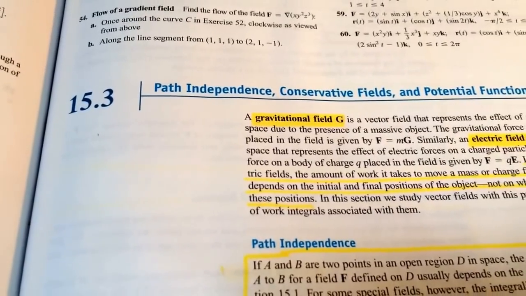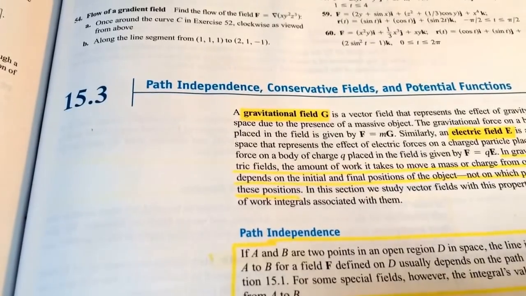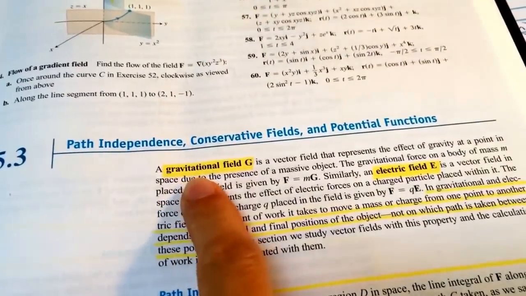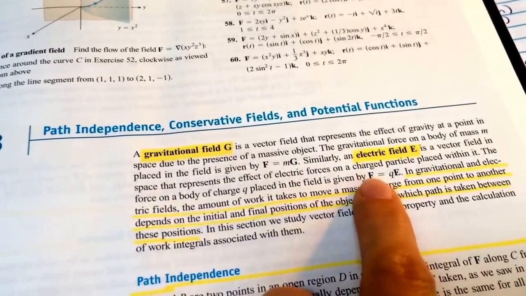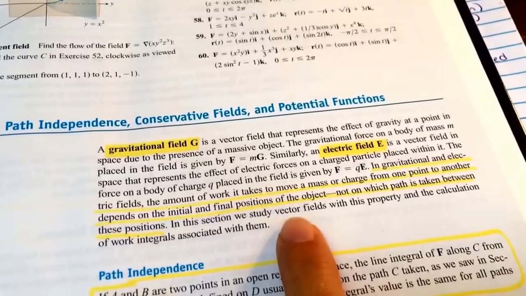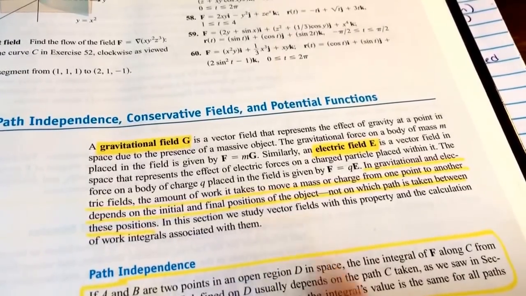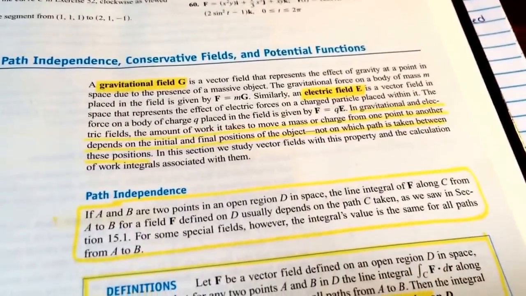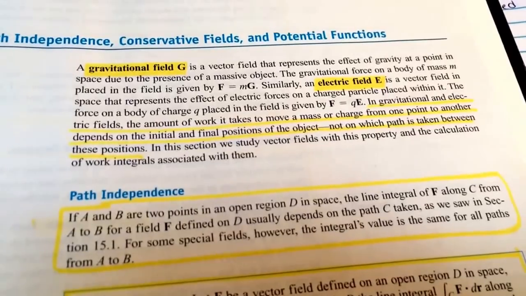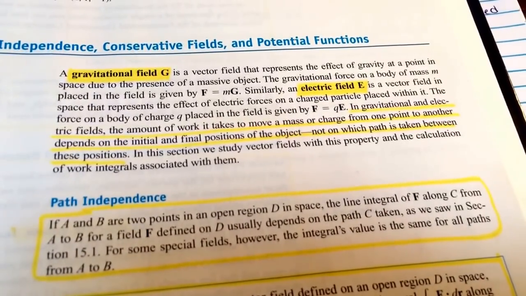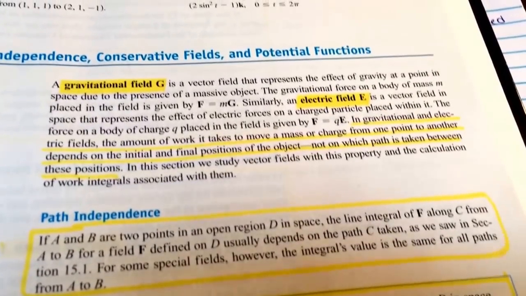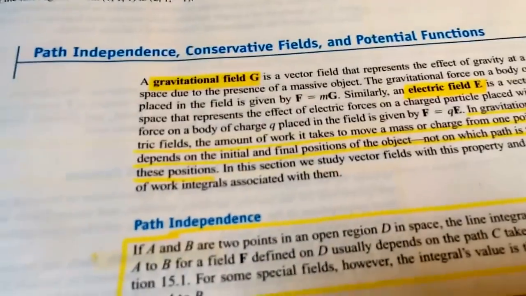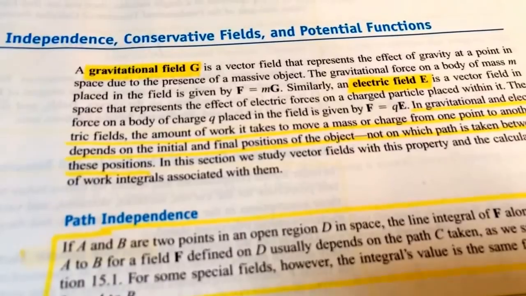Okay, so this is 15.3. It is on path independence, conservative fields, and potential functions. So it starts talking about here gravitational fields and electric fields, which are just some examples of fields. Here she's talking about what we've already been talking about in previous sections, these vector fields. But it's talking about something that's new to this section, in that for certain types of functions, it doesn't matter what path you take to get from one point to the other.